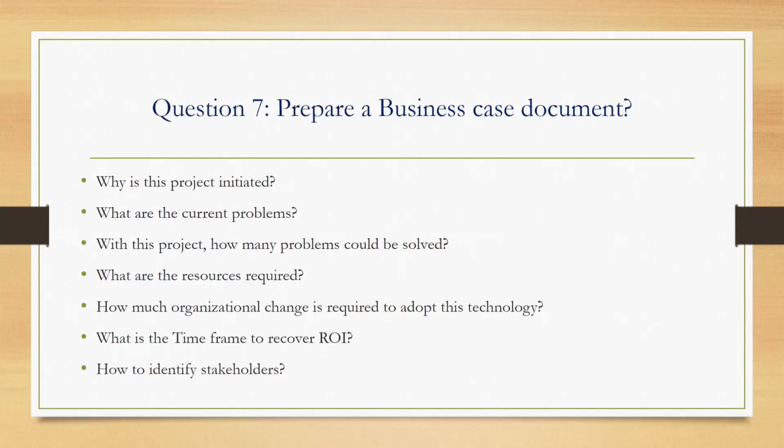So in this business case document, as a business analyst, we need to prepare this business case document with a few points, like for example, why this project is initiated, what the current problems are, how many problems we can solve by doing this project, what resources we are going to use, and whether we get any change request or not, and then the time frame, like ROI also, return on investment, like within how many years we will get back the investment which we have invested. Okay, and the stakeholders identification. Okay, these are the things we are going to mention in the business case document.